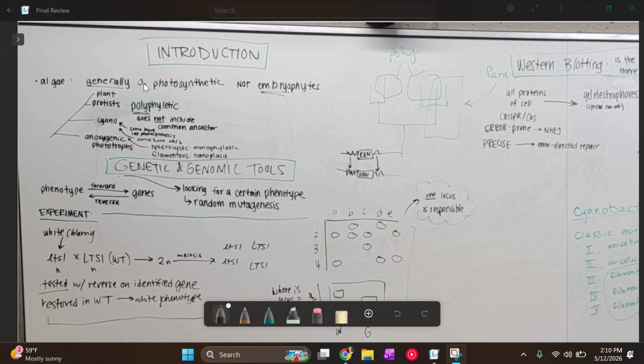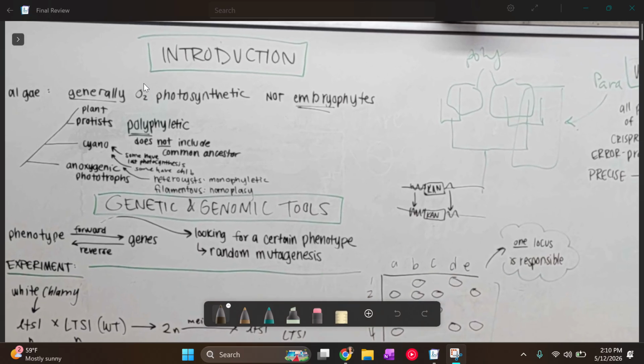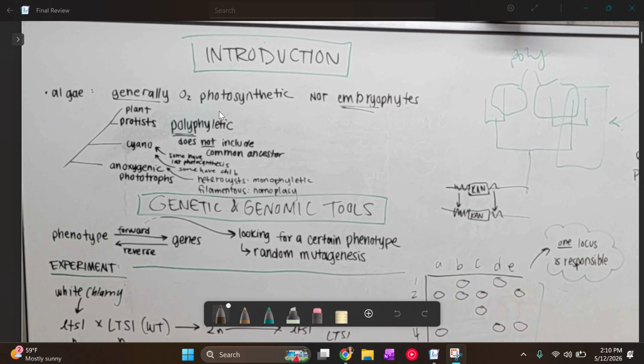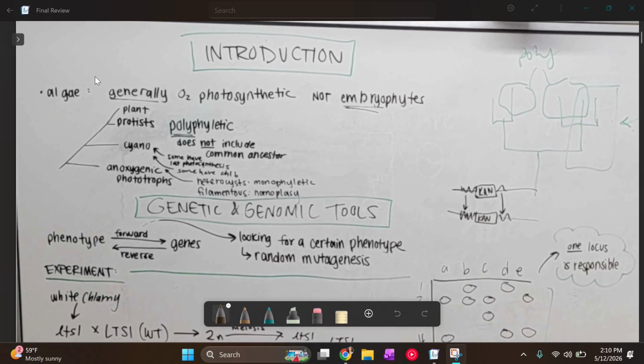Okay, anyway. Introduction. I think he explicitly said this will be on the final. Algae are generally oxygenic phototrophs that are not embryophytes, not plants, which are land plants. So you've got to have your general, your oxygenic, and your embryophytes. Not that. Or not land plants. Both are acceptable.